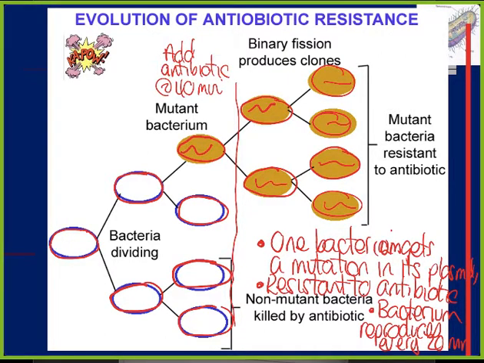Miss, what's the word after one bacteria? Gets a mutation in its plasmid. So it's usually not the DNA chromosome that gets the mutation, it's the plasmid.